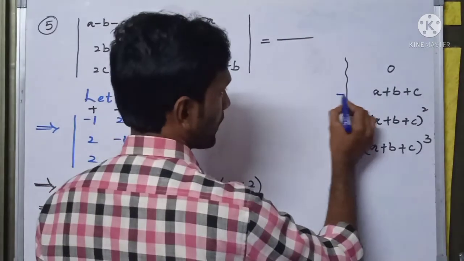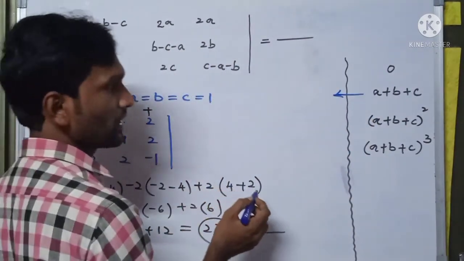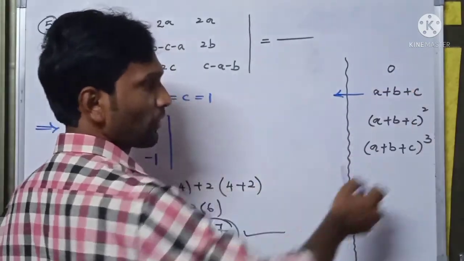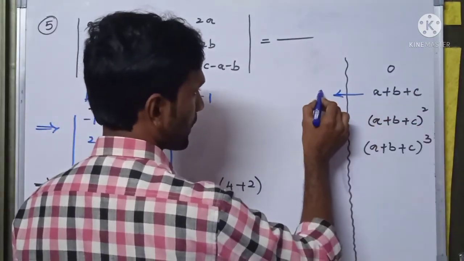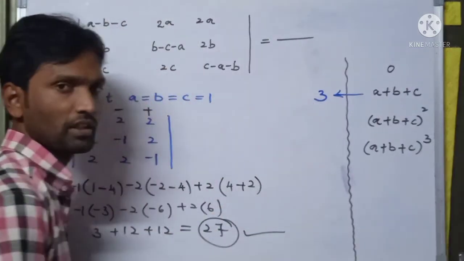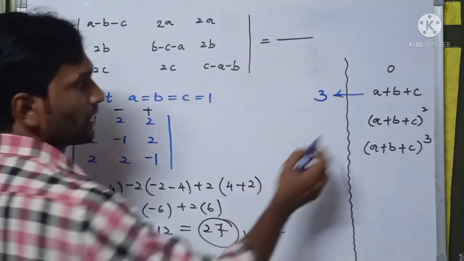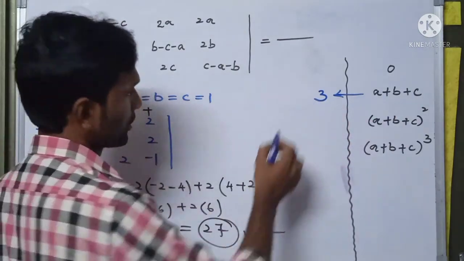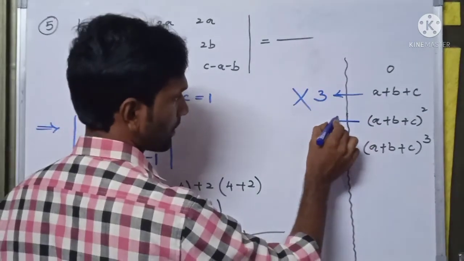So come to the second option. Now substitute the values A, B, C equal to 1 in the given four options, where A is 1, B is 1, C is 1. That means the second option is 3. But what is the value of the given determinant? 27. But here the second option gives 3. So the second option is wrong. Come to the third option.